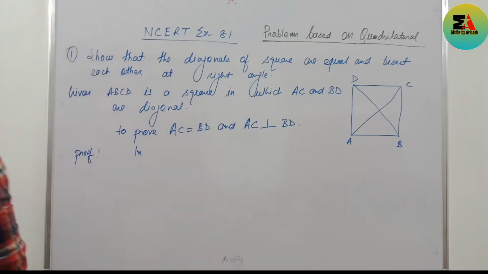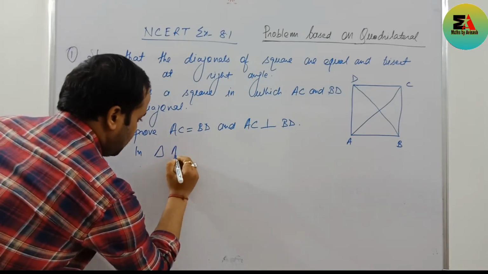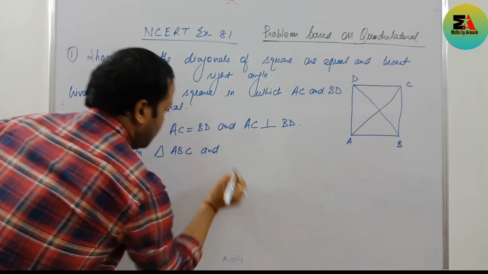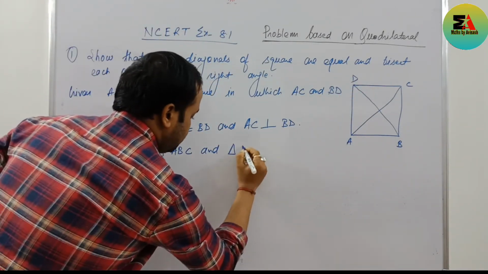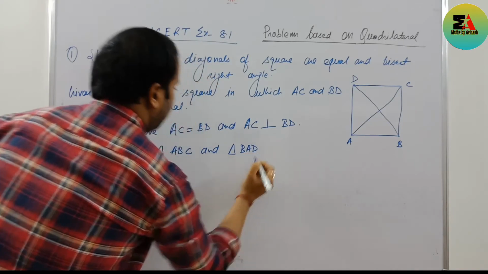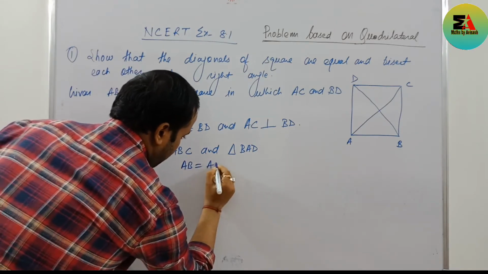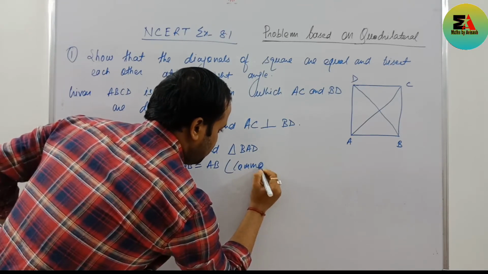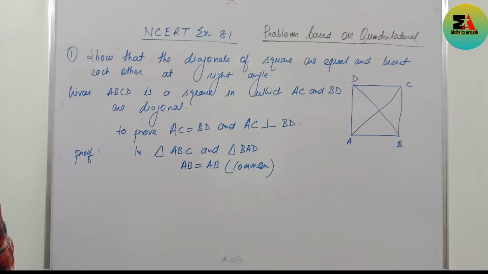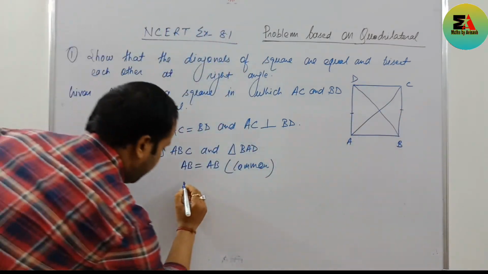First of all, you have to take triangle ABC, this one, and triangle BAD. In which side AB equals AB, common as shown in figure. BC equals AD, sides of a square.